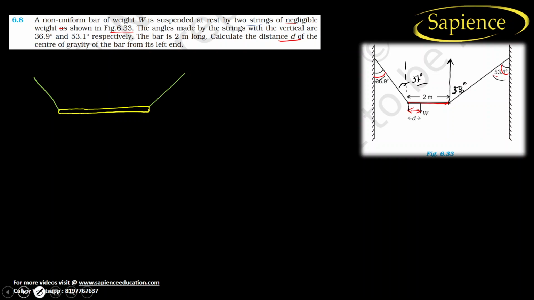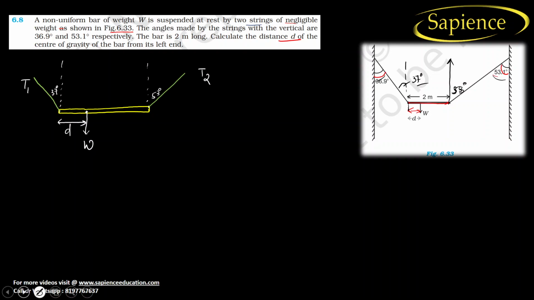So let us put the values here. We can draw a vertical line here and another vertical line here. So this is 37 degrees and this is 53 degrees. Now let us consider this tension as T1 and this as T2, and there is a certain weight W at a distance d from the left-hand side.